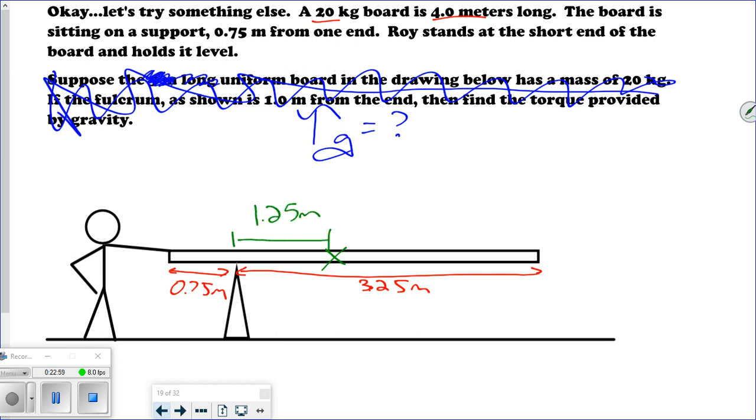So here's my force of gravity right at my center of mass. My force of gravity is 20 times 9.8, which is 196 newtons. Now I can calculate my torque. Here's my lever arm, the 1.25 meters, about this pivot point. I guess that's a badly worded question. It should say, what's the torque of gravity about our pivot point, at the fulcrum.